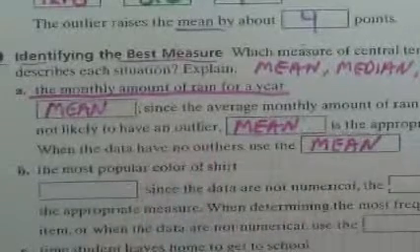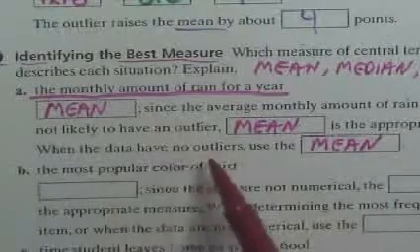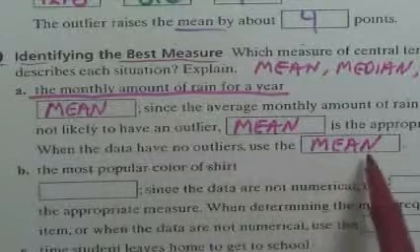Since the average monthly amount of rain for a year is not likely to have an outlier, mean is the appropriate measure. So if you don't have an outlier, use mean. When the data have no outliers, use the mean.